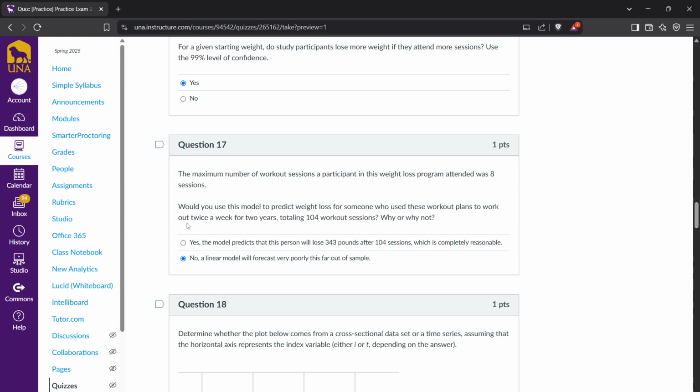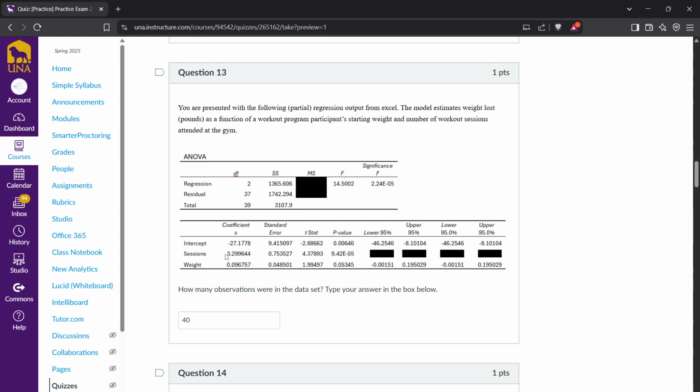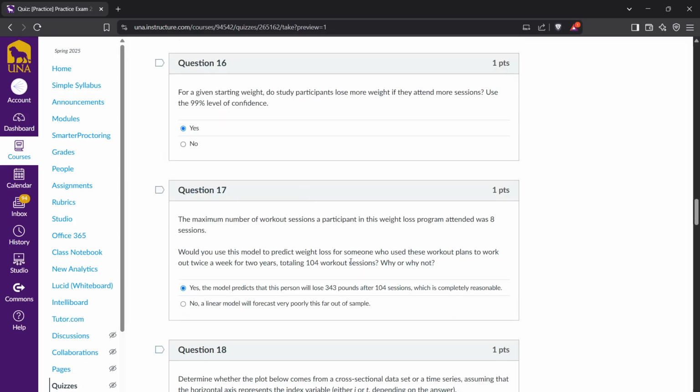So I just clicked an answer by accident, but let's read what these two things say and see which one makes sense. The first one says, yes, the model predicts that this person will lose 343 pounds after 104 sessions. Now, let me check. Take the sessions coefficient, multiply it by 104, and you'll get something like 343 pounds, which is completely reasonable? You might want to think about that twice. Is the average person going to lose 343 pounds? I don't think the average person has 343 pounds to lose.